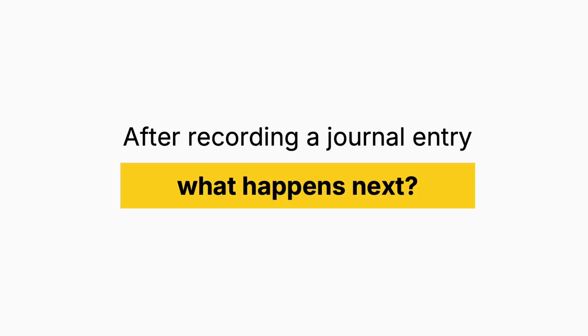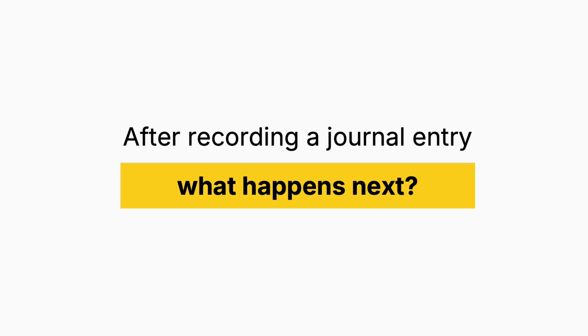In the previous video, we learned what ledger accounts are and why accountants use them. But here's the big question. After recording a journal entry, what happens next? Do we just leave it in the journal forever? The next step in the accounting cycle is called posting. This is another important step that comes right after journalizing. And that's exactly what we'll be learning in today's lesson.